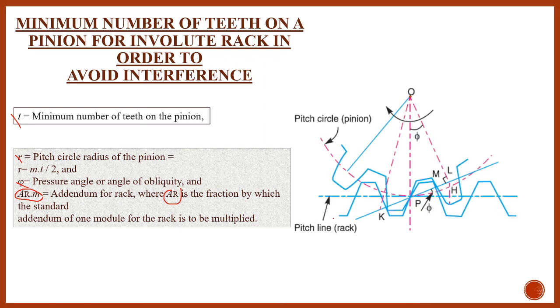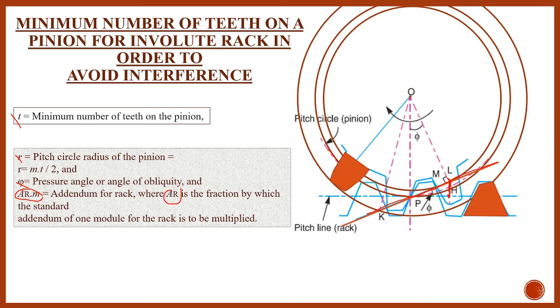Now just consider this diagram. This is the rack, and this is the pinion. This is the pitch circle and this is the pitch line, which are tangent to each other, and the line of contact between two meeting teeth moves along this common normal. This is the common normal. This is your interference limit, which is M, and here we have to find out this LH, which is the addendum of the rack. How much will be the maximum addendum we can take, that we have to find out over here.